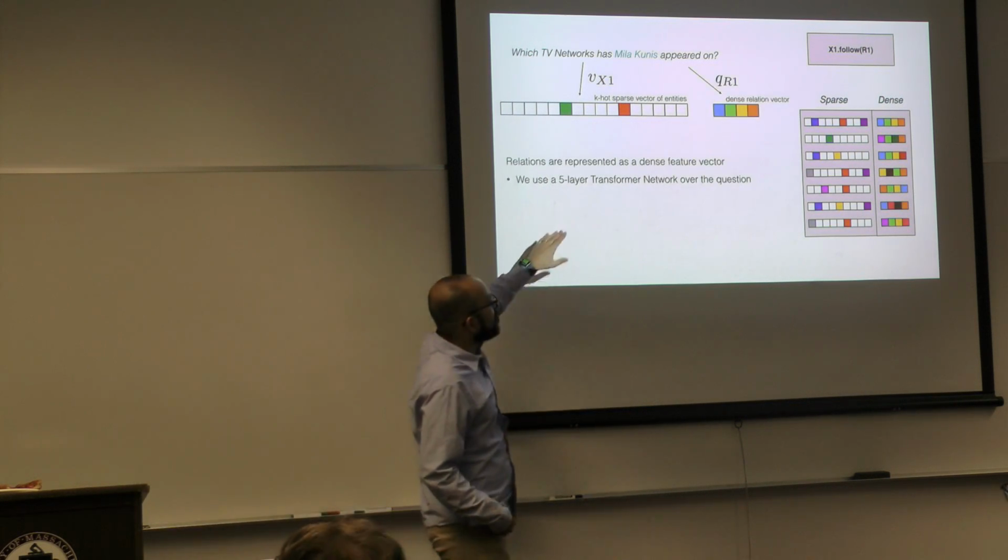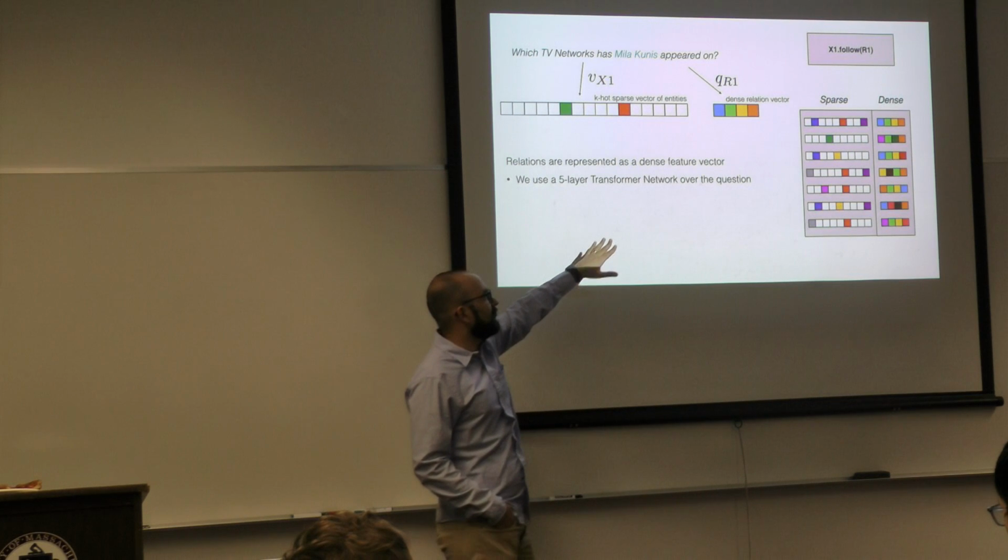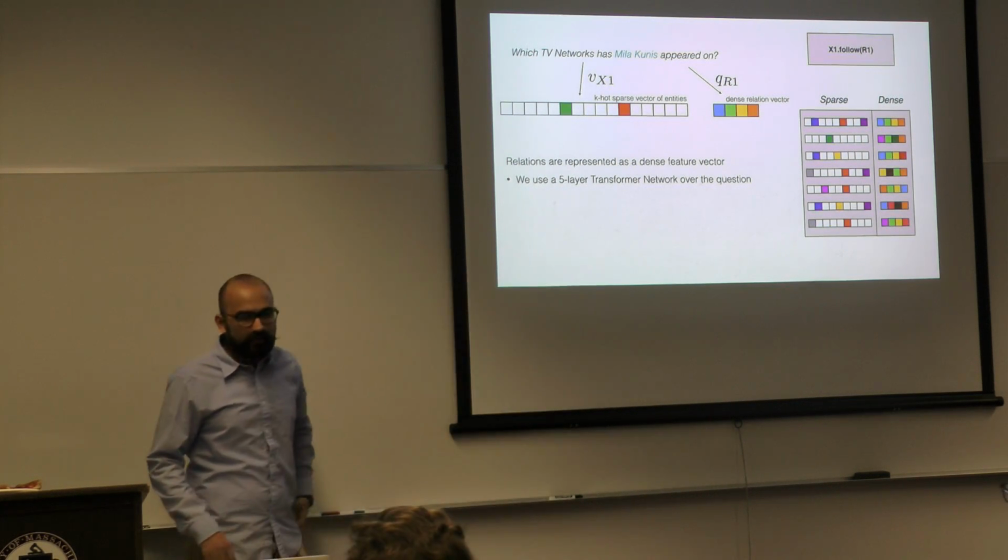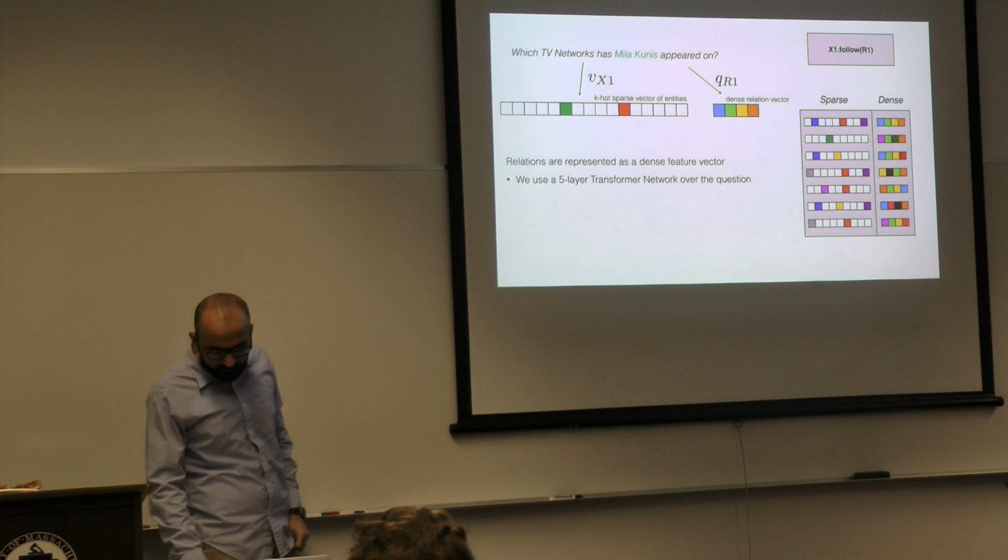The second part is a relation vector, for which we used a 5-layer transformer network over that question.